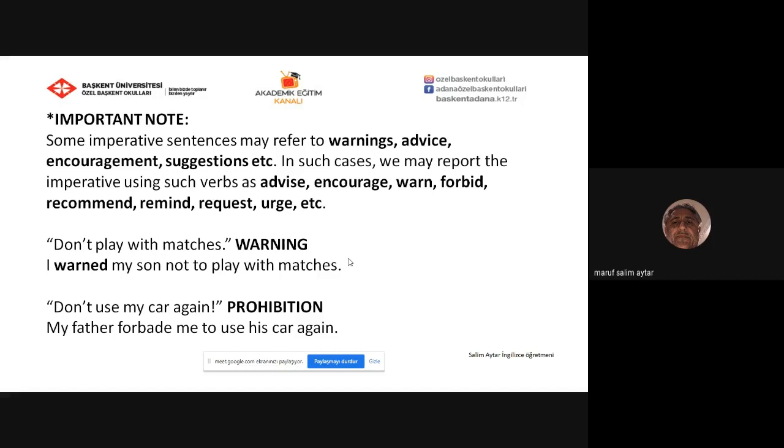Don't play with matches. It is a warning. I warned my son not to play with matches. Don't use my car again. My father forbade me to use his car again.